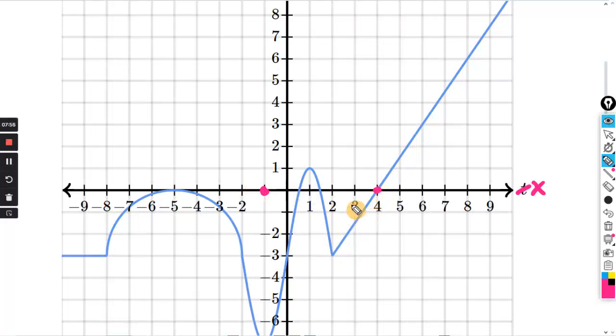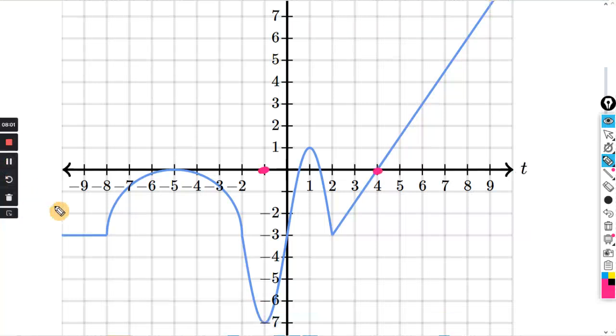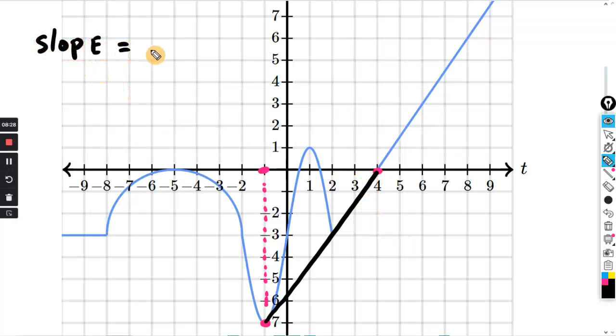All right, we have to trace it to the actual graph. Let me move this up a little bit. From negative 1 to 4, we need the slope. So if I trace this to the graph, it hits the graph right there. And this one's already on the graph. We are finding the slope of that line right there. Remember, the slope is going to be change in y over change in x.